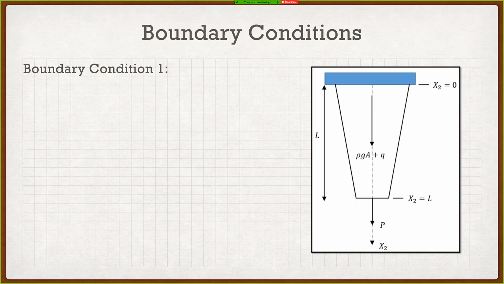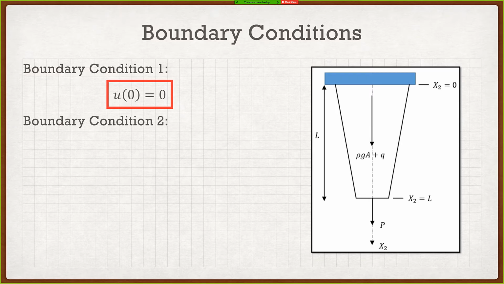If we look at our nice picture here, it's fairly obvious for the first boundary condition. We can see that at x2 equal to 0, it's fixed there. And if it's fixed, we know that the displacement there is going to be equal to 0. So I can circle this and say, all right, I already have one boundary condition. So the problem becomes, what is going to be that second boundary condition?